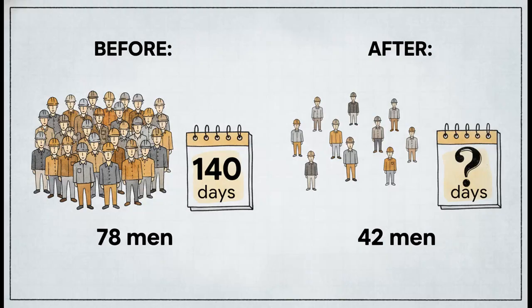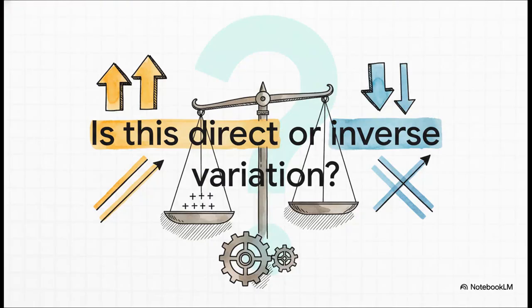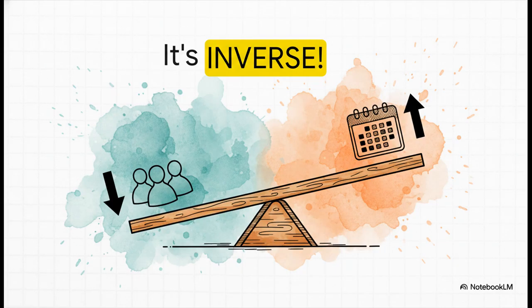Okay, here's our challenge. A crew of 78 men can finish a certain job in 140 days. But what happens if that crew gets smaller, down to only 42 men? How long is the same job going to take them? Now, the very first question you always have to ask yourself is, what kind of relationship are we looking at here? Are the numbers going to move together, or are they going to move in opposite directions? Take a second, think it through. You got it? It has to be inverse variation, right? Fewer workers means the job is going to take longer. As the number of men goes down, the number of days has to go up.